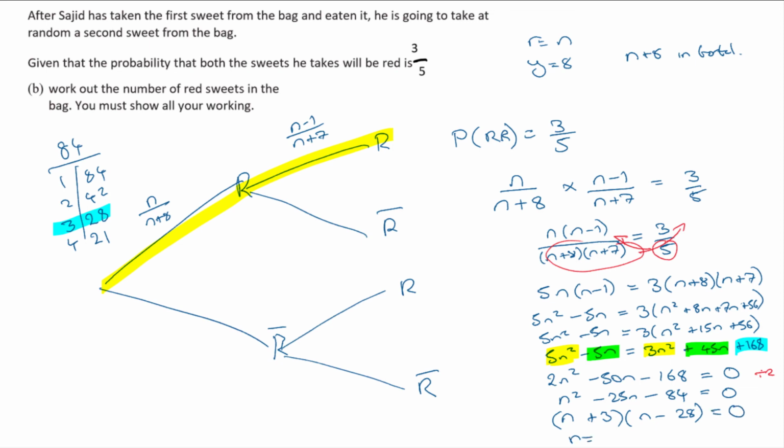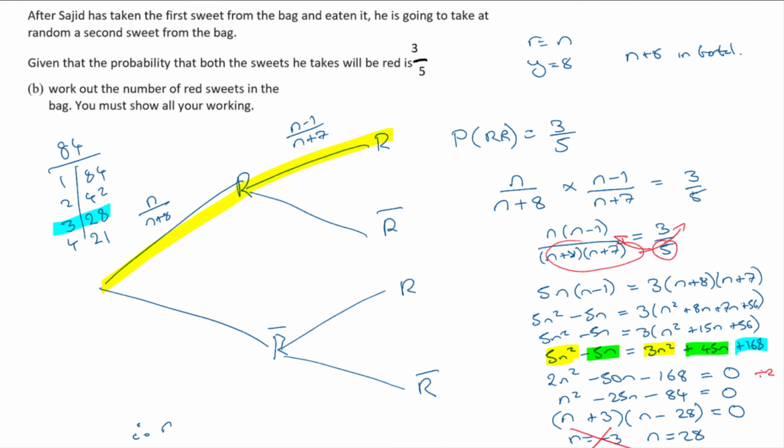Meaning that n is minus 3, which is impossible, or n is 28, which is possible. So n can't be minus 3. I'm going to cross that one out. It's not a proper solution. So n is 28 then.